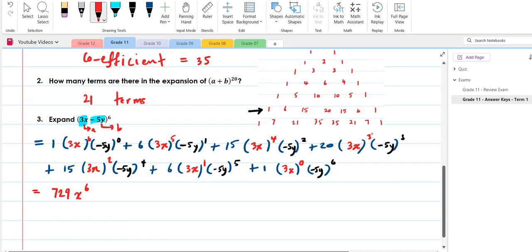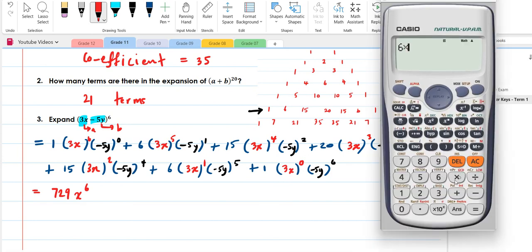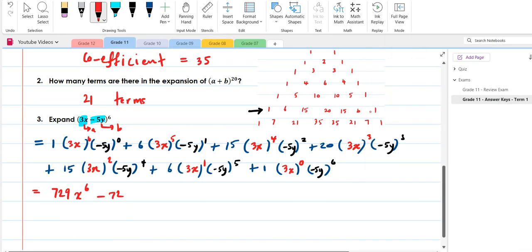Then the next one is we have to work out all the numbers first and then work with the variables. Remember, this is x to the power 5, y to the power 1. So what are the coefficients? That will give me 6 times 3 to the power 5 times negative 5. So that will give me minus 7290. So that's minus 7290 x to the power 5 and y to the power 1. Y to the power 1 is y.